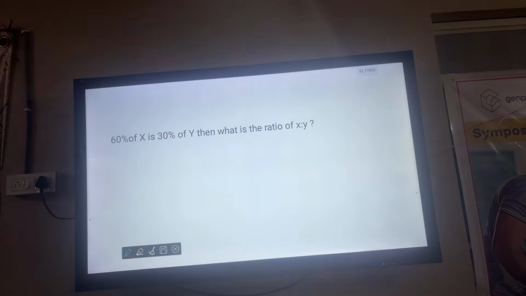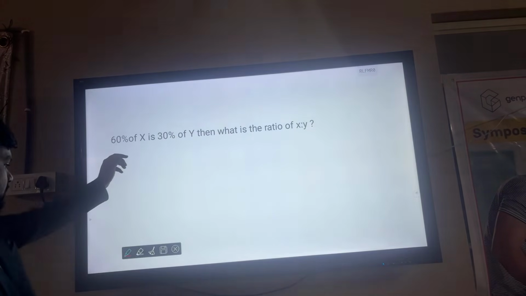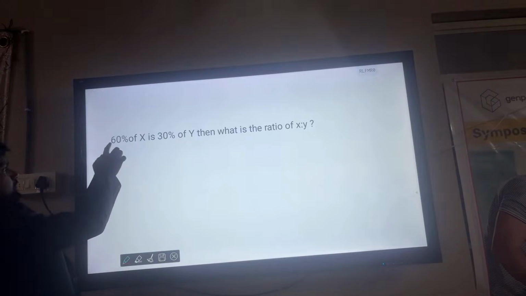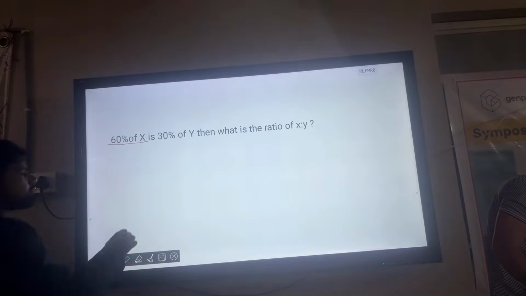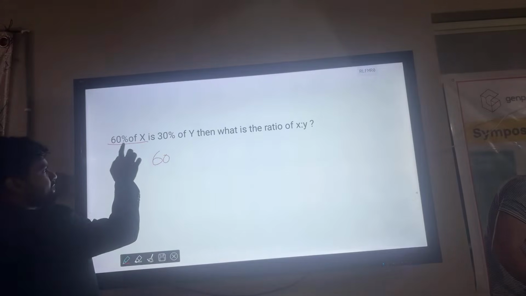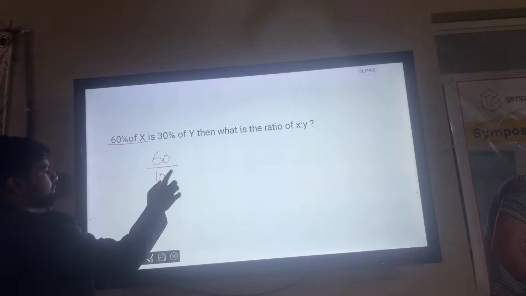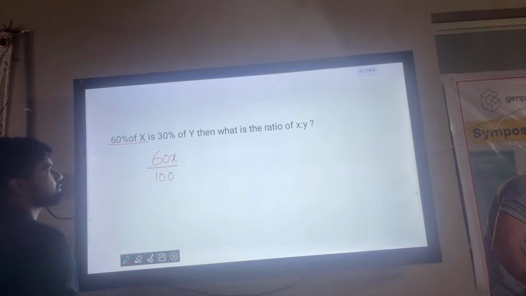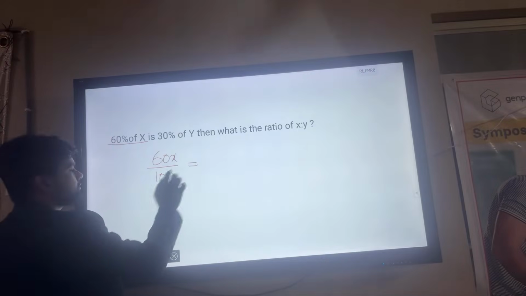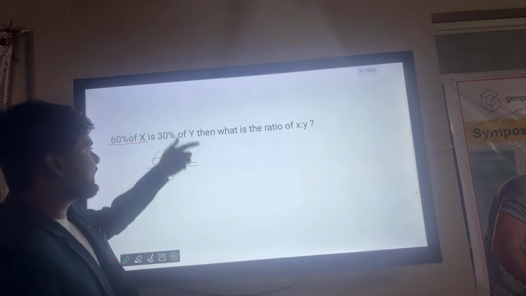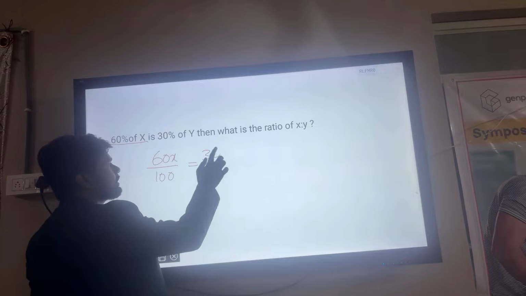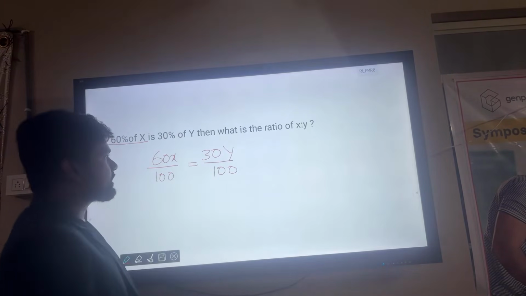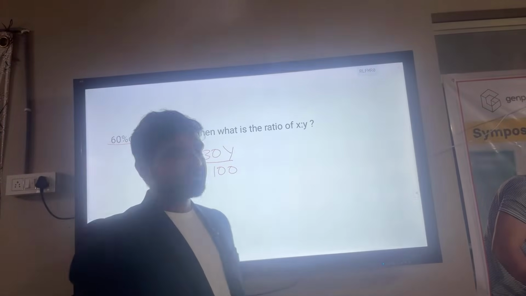Ready? Look at the first question here. What is the question they are asking you? 60% of x. 60% means divided by 100. 60% of x means 60 into x. 60x is equal to 30% of y. How can you write it? 30y by 100. So they are asking you what is the ratio of x is to y.